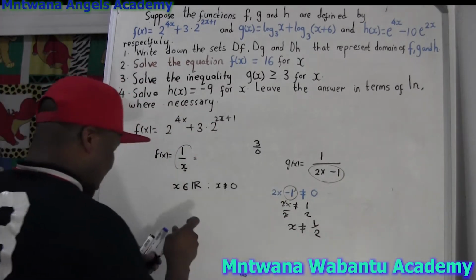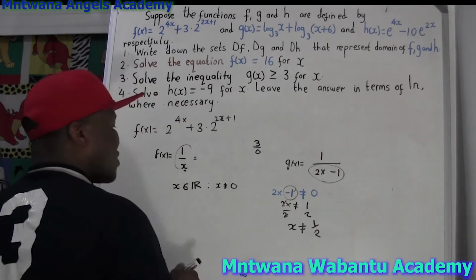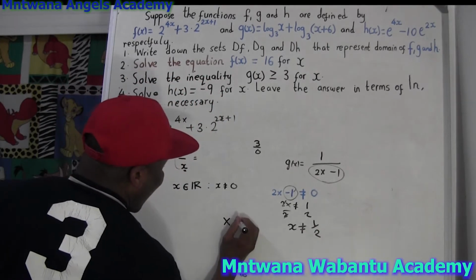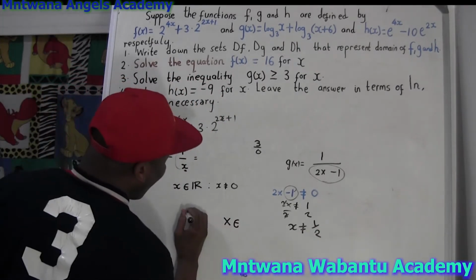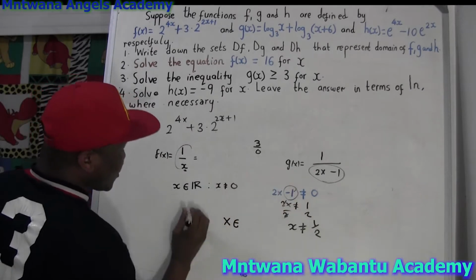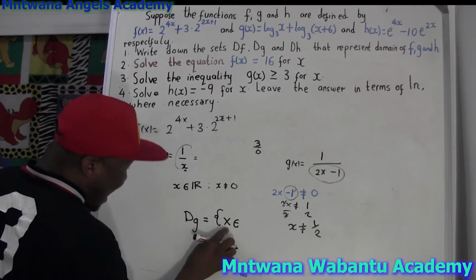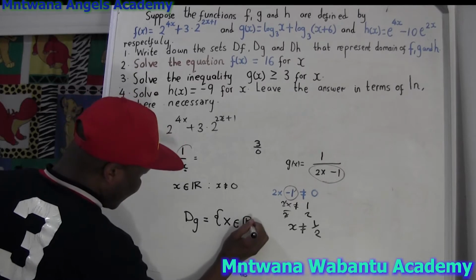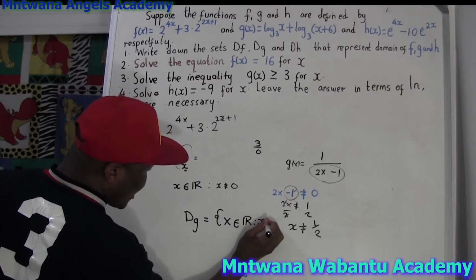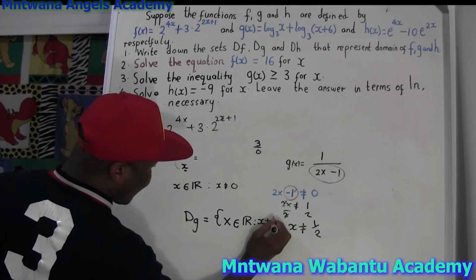So for the domain, you're going to say any number is going to work. So if this is G, say domain of G equals, you put your curly bracket, x is an element of all real numbers, but this x should not be equal to a half.